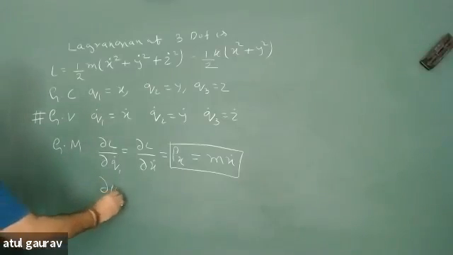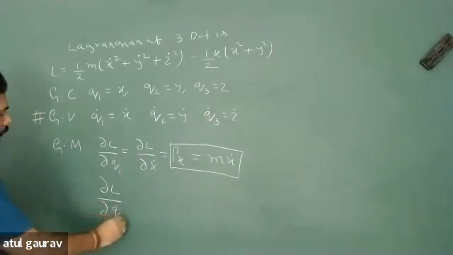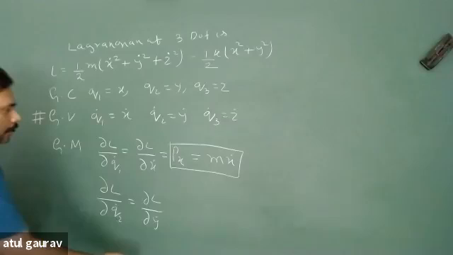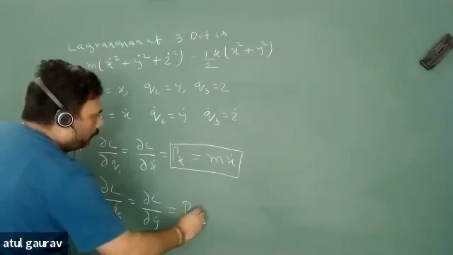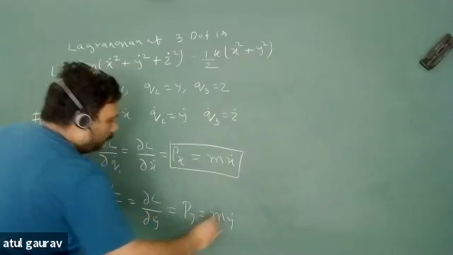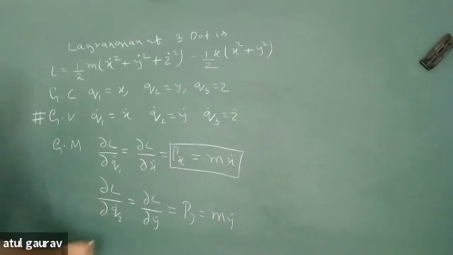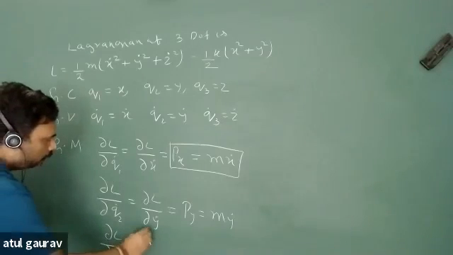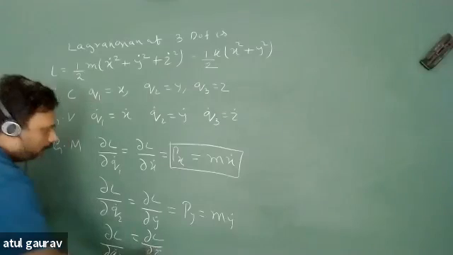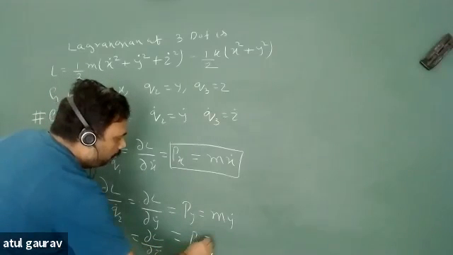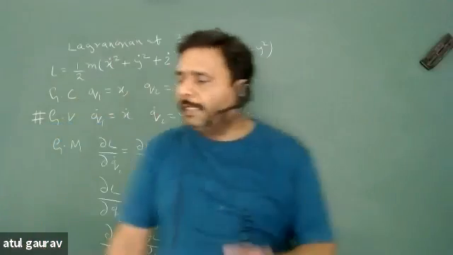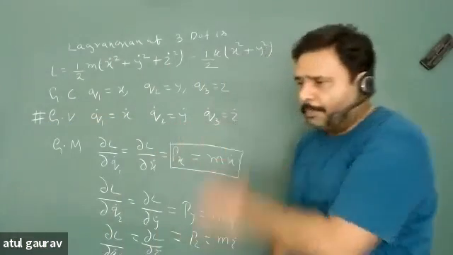Second, del L upon del q2 dot is equal to del L upon del y dot. I will write this as Py, that is m y dot. And similarly, del L upon del q3 dot is equal to del L upon del z dot is equal to Pz is equal to m z dot. So these three are straightforward. I am not talking about the examination point of view, just the problem point of view.